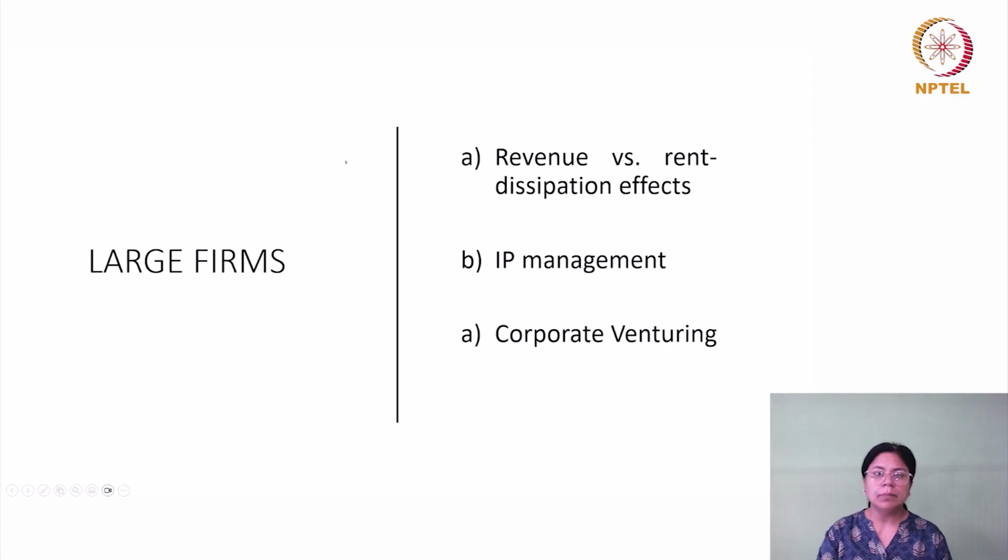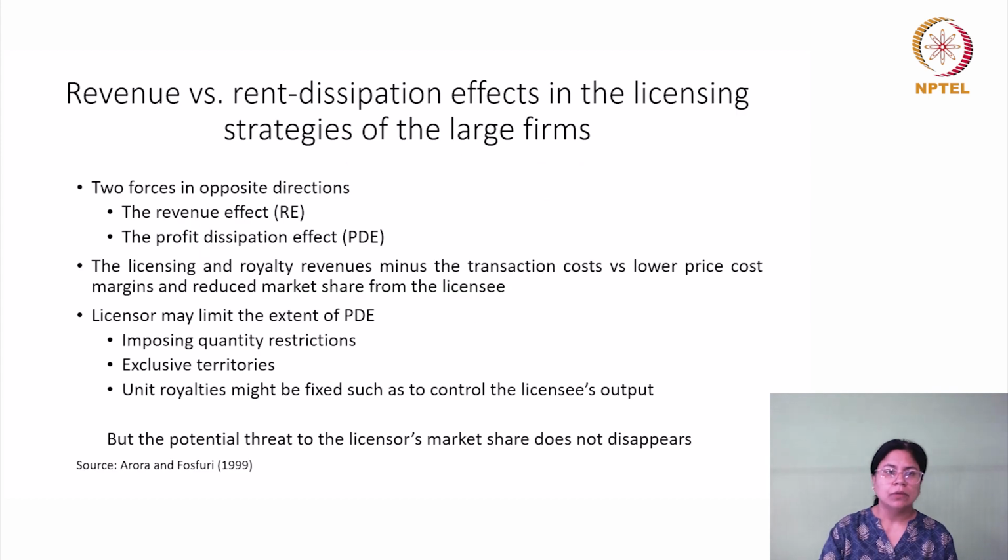Now, we will learn about the concerns of large firms when it comes to issues related to technology transfer. Here, we will understand the revenue versus rent dissipation effect. We will learn about their IP management and corporate venturing. So, what is this revenue versus rent dissipation effect when it comes to the licensing strategies of large firms?